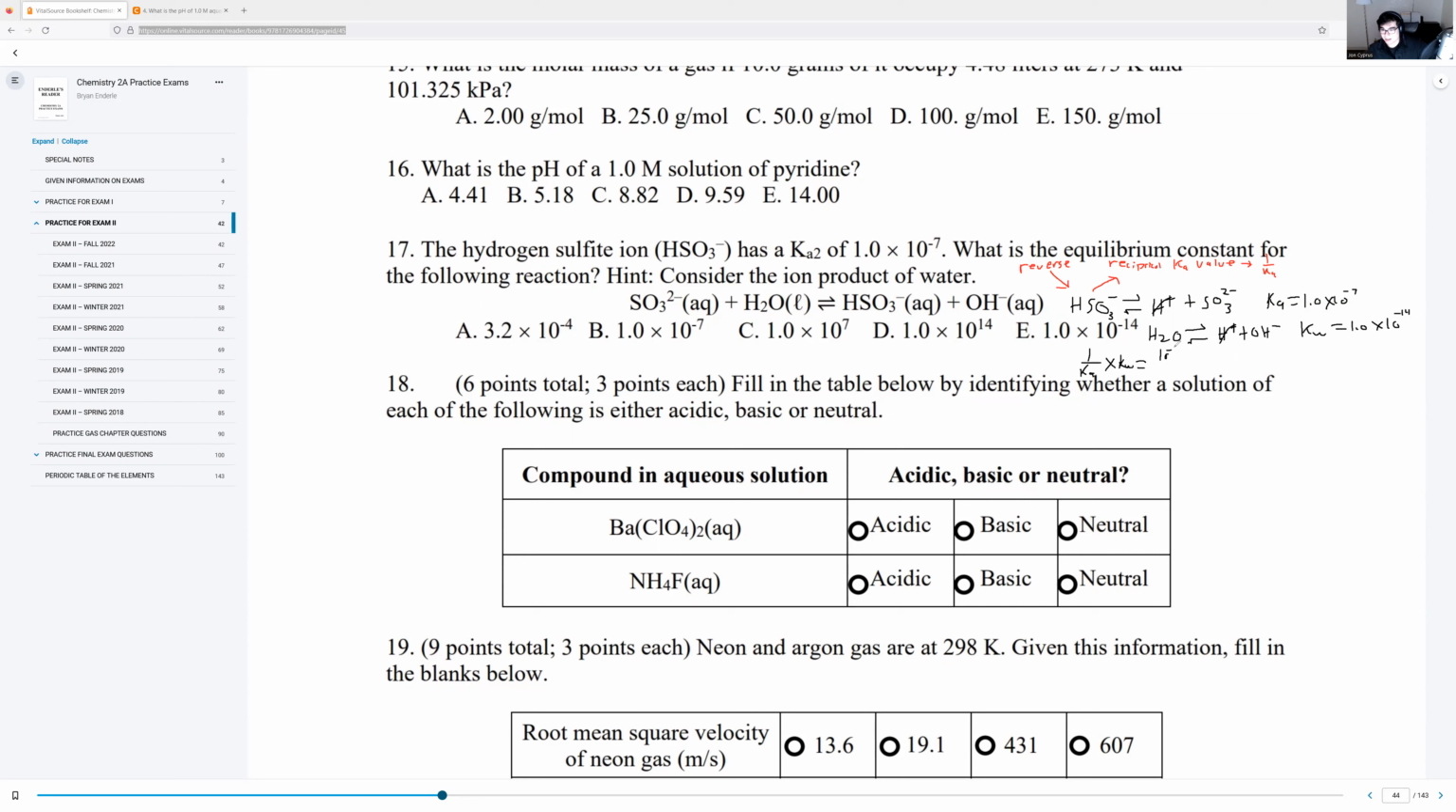So 1 times 10 to the negative 14th over 1 times 10 to the negative 7th. I just didn't want to write it in. And then those cancel out, and we get left with 10 to the negative 7th. So the answer is B.